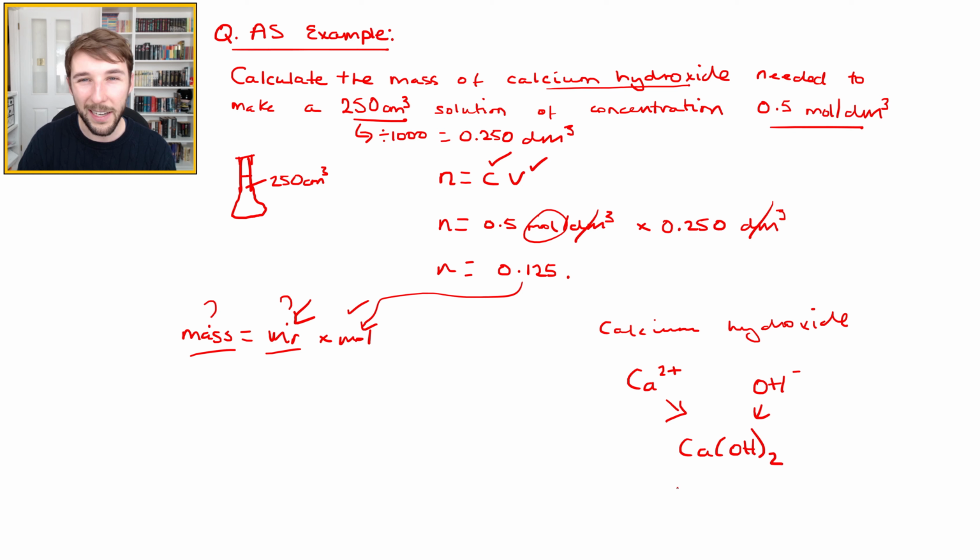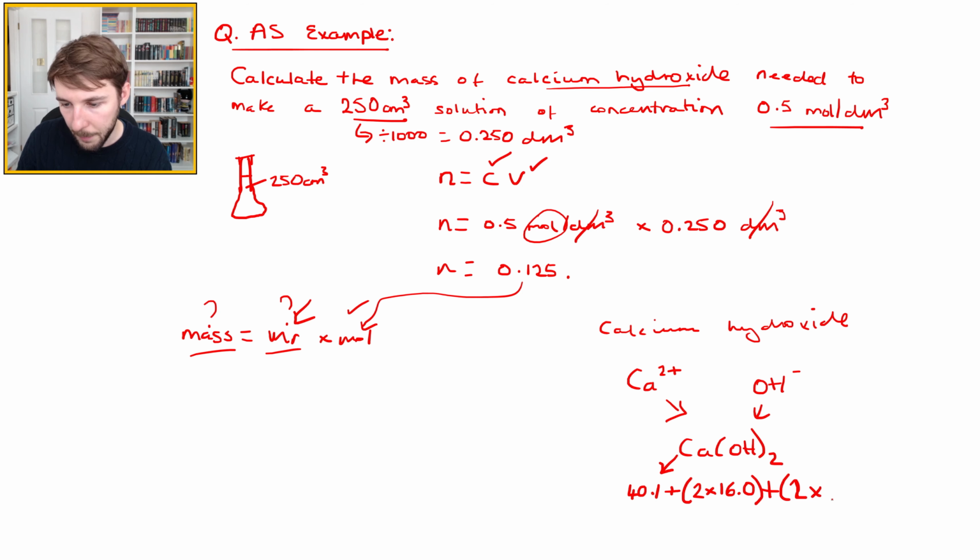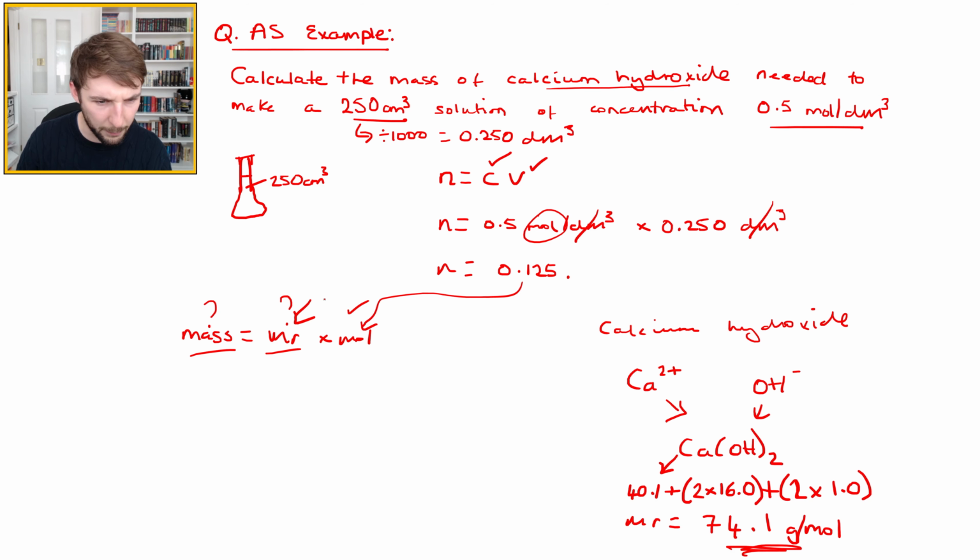Now we need the Ars of each one of those elements in order to calculate the Mr of calcium hydroxide. So at A level, calcium, a little bit more precise, we've actually got 40.1 grams per mole. Then it's got 2 of the oxygens in it because they're in the brackets, multiplied by 2 outside the brackets. So 16.0 for the oxygen, always to 1 decimal place at A level, please. Then we've got 2 for the hydrogen times 1.0. So when I do that, I get the Mr for calcium hydroxide being 74.1 grams per mole. Great. So we've got an Mr now that we can feed into this bit here.